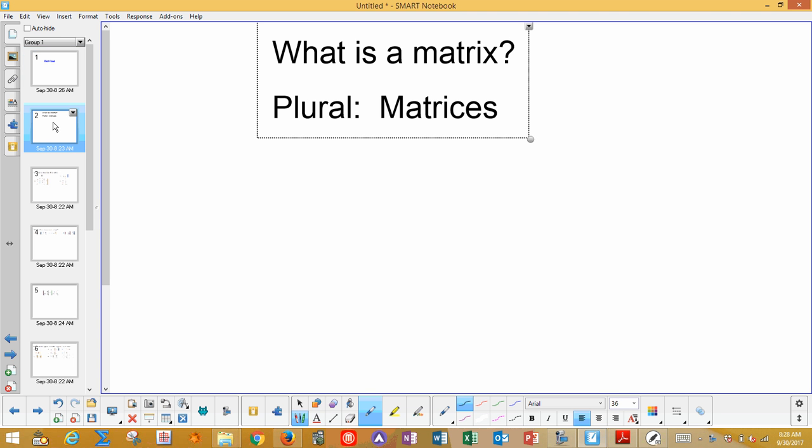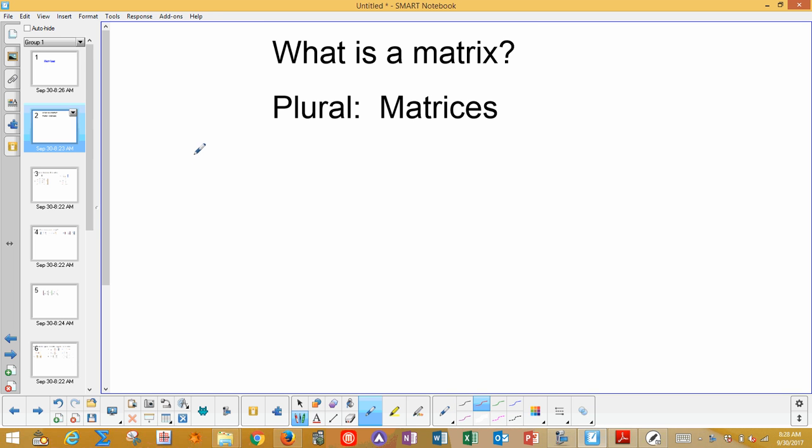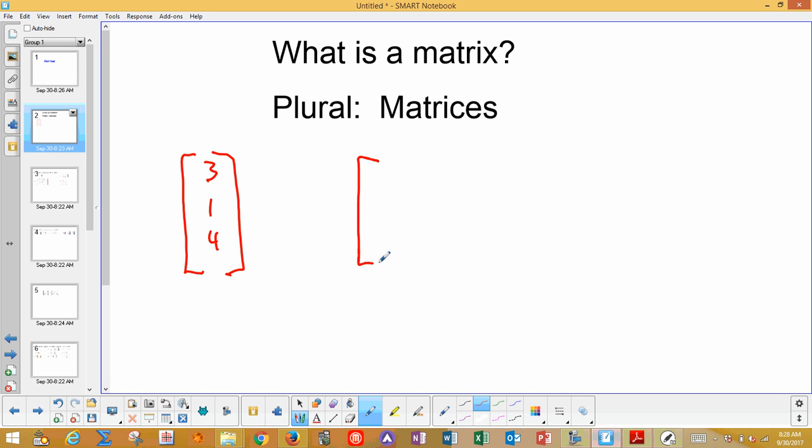So the first question is, what is a matrix? And the plural of matrix is matrices. So what a matrix is, it's an array of numbers. So here's an example of a matrix. 3, 1, 4. Okay, so we put big brackets around it. Here's another matrix. 1, 5, negative 7, x.